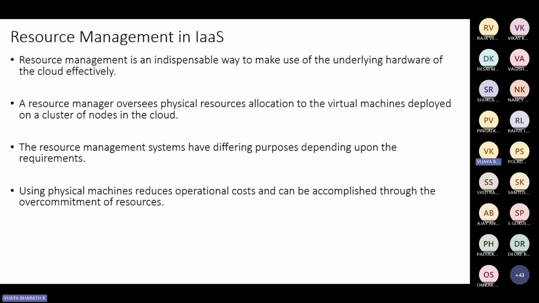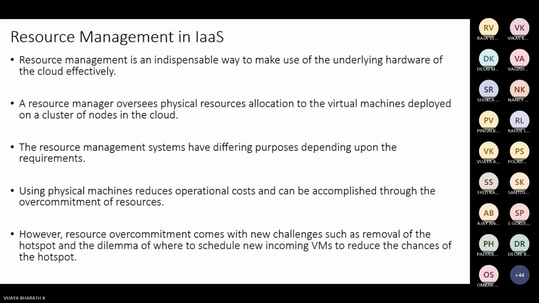So the resource management systems have differing purposes based on the requirements. A virtual machine reduces operational cost, but this can be accomplished through overcommitment of resources. A few issues we have with respect to resource overcommitment: it has challenges like removal of hotspots, and you have a dilemma where to schedule new incoming VMs to reduce the chances of a hotspot.